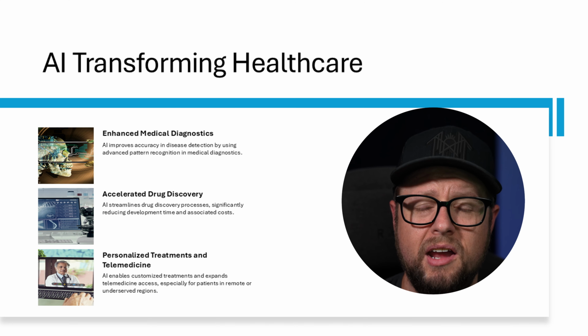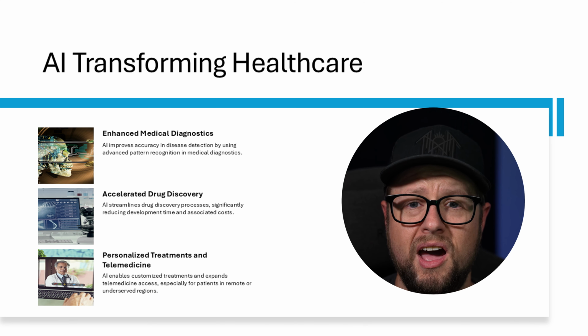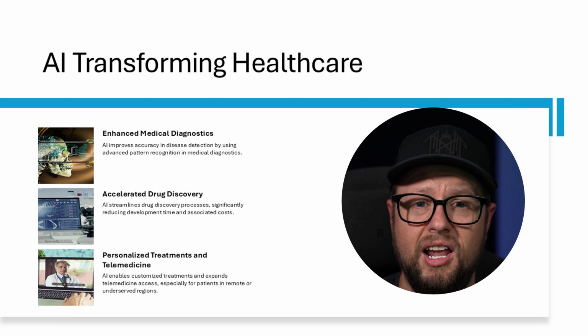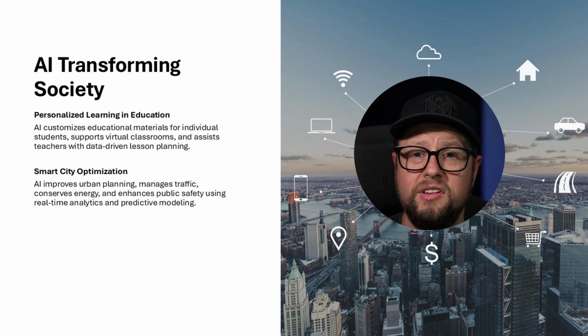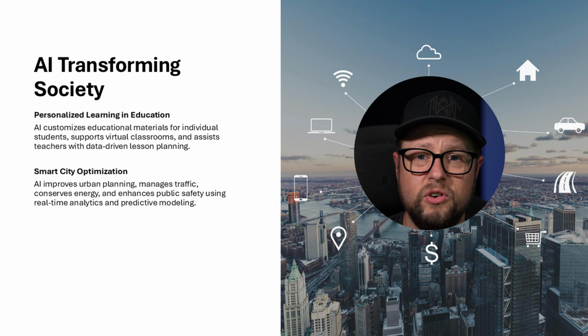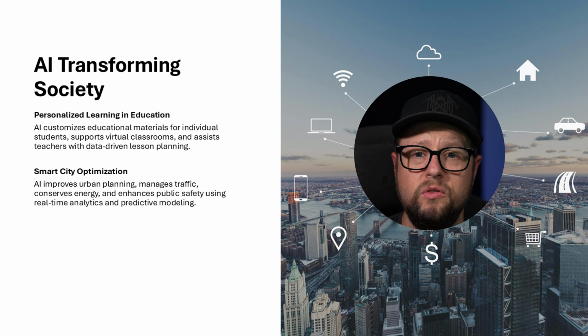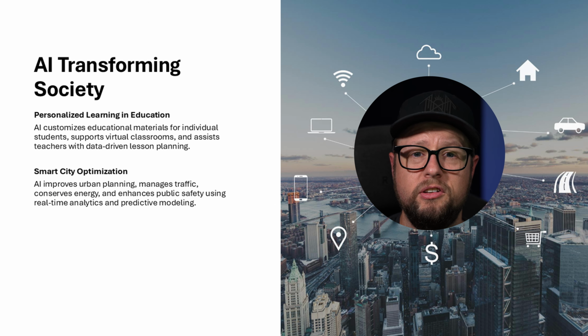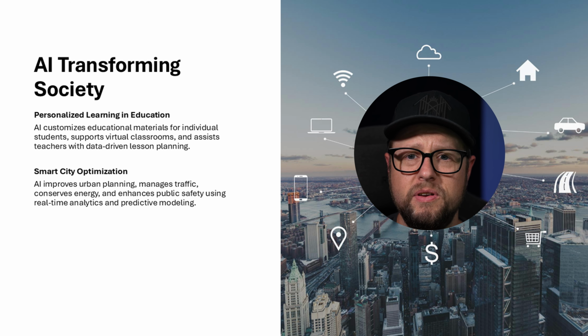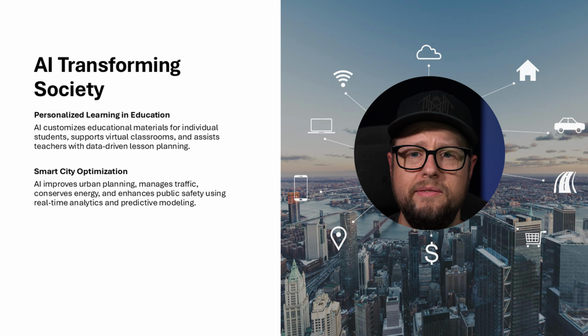AI's societal impact is equally as important. In healthcare, AI aids medical diagnosis, accelerates drug discovery, enables personalized treatments, and facilitates telemedicine, especially benefiting remote areas. For education, AI personalizes learning experiences, implements adaptive curricula, introduces virtual classrooms, and assists teachers with lesson plans and data analysis. In smart cities, AI optimizes urban planning, manages traffic flow, enhances energy efficiency, and bolsters public safety through analytics and predictive modeling.